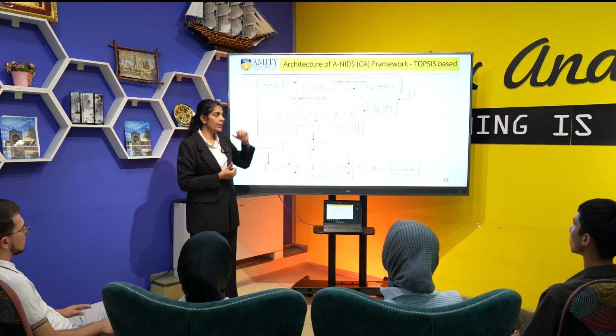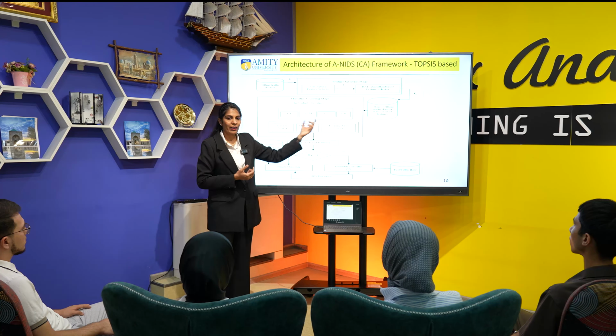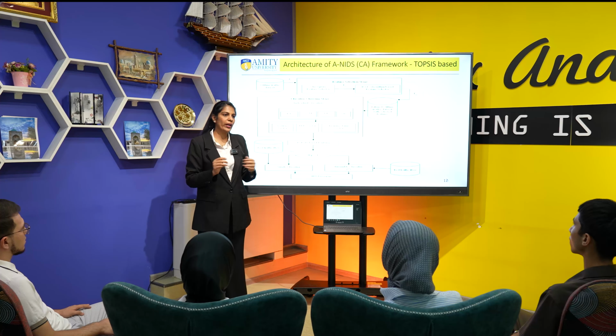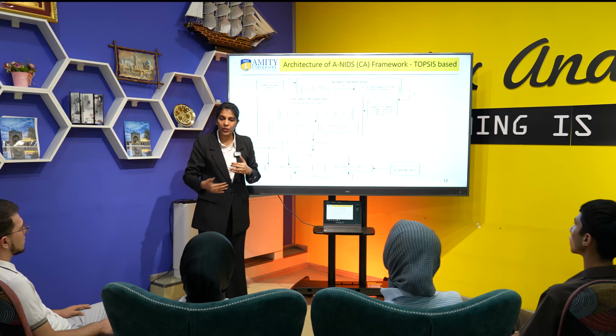In this classifier chosen stage, we have individual classifiers. Right now, I considered only 4 individual classifiers. You can increase; based on your requirement, you can increase.